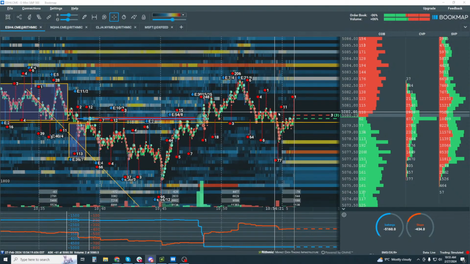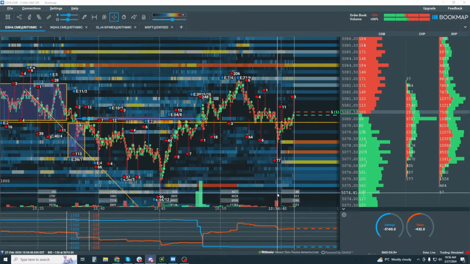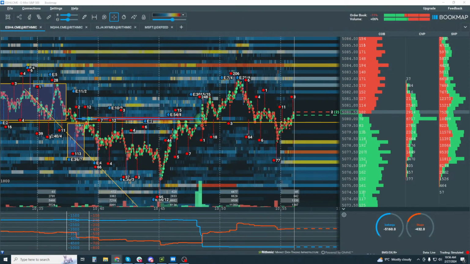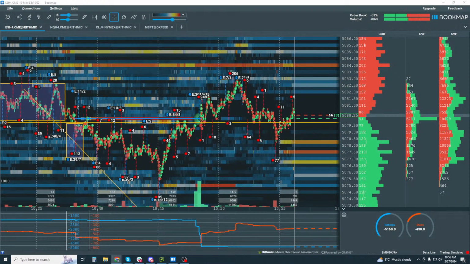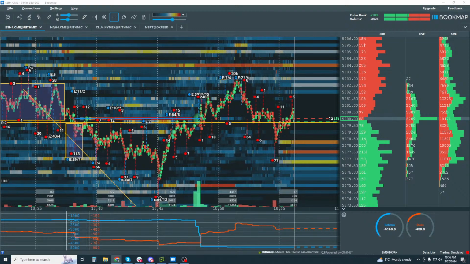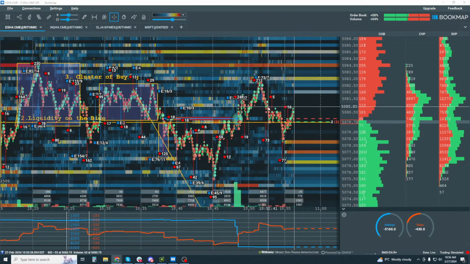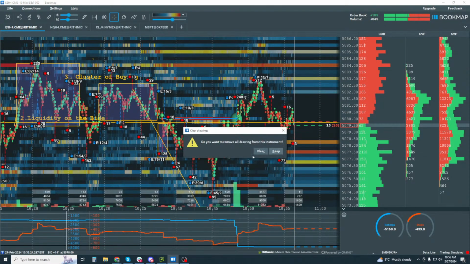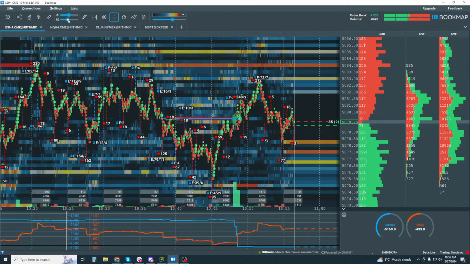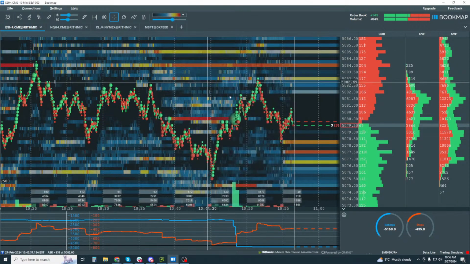Okay, it can even be done on small moves. I'm going to clear the drawings here. And we can always redraw some of these lines in here. And I'm going to take the stops and icebergs off the chart.